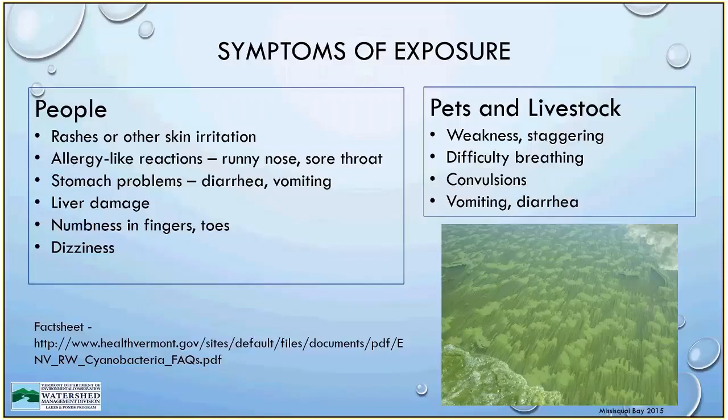Pets and livestock, on the other hand, are much more likely to be seriously affected by cyanobacteria toxins. It's because they tend to drink a lot of water at any one particular time if they're thirsty, and they don't necessarily care what that water looks like. So they can ingest a large amount of cyanobacteria as a result. Symptoms in pets and livestock include weakness, staggering, difficulty breathing, convulsions, vomiting, and diarrhea. It's not unusual to hear in parts of the United States that there have been dog deaths associated with consumption of cyanobacteria.